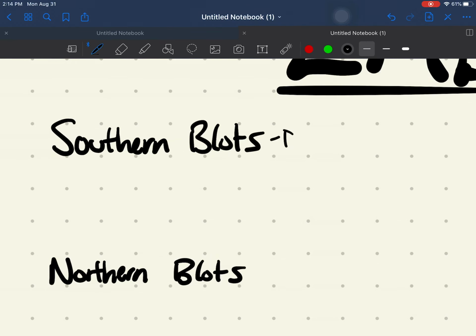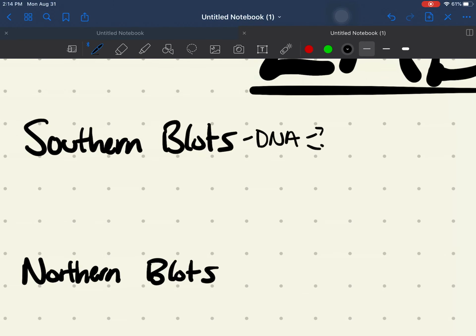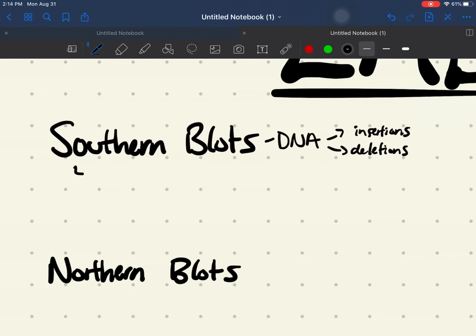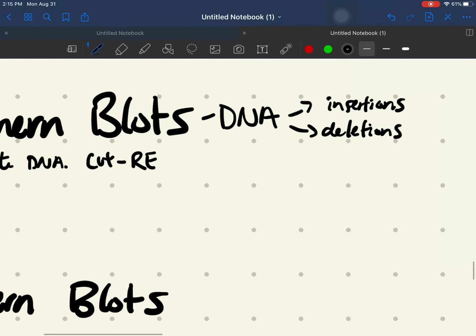So Southern blots, they were discovered by a guy called Southern, and it basically tests for DNA, okay? And it tests specifically for whether or not you have insertions or deletions in your DNA sequences that may lead to a certain disease, all right? So the first step that you do would be to isolate your DNA, and you can do this through centrifuging a sample, and then you're going to cut it apart using a restriction endonuclease.